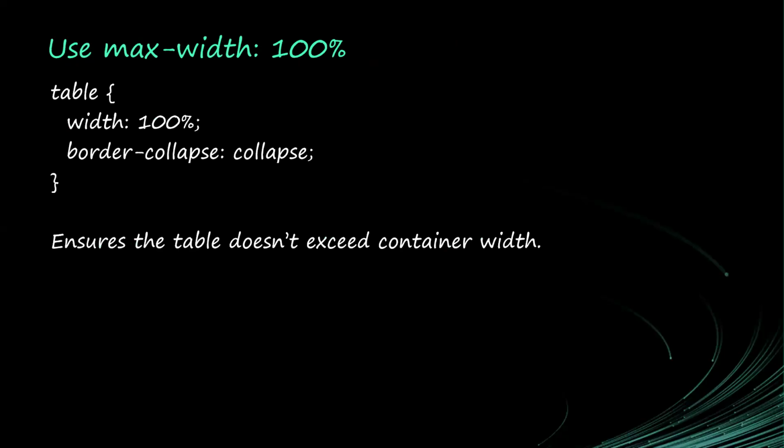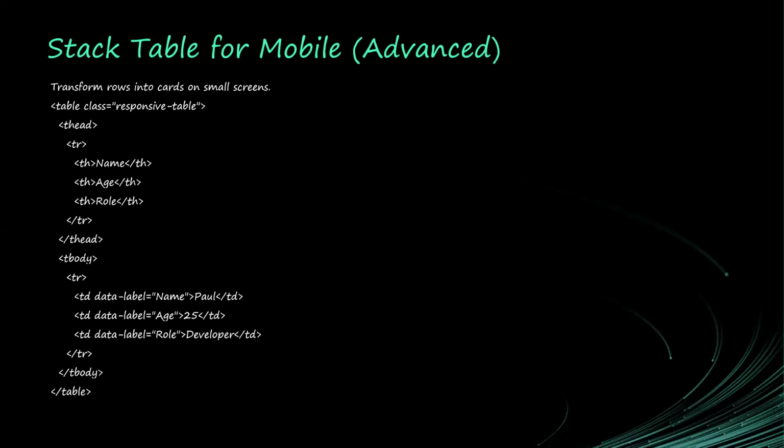These are a couple of solutions for when you have large data sets where scrolling could be uncomfortable. So how do you prevent it? You can wrap the table inside of a div and give it an overflow of auto, or you can make the width 100% and set border-collapse to collapse. You can also transform every row into cards on small screens. Let me show you what I mean by this.